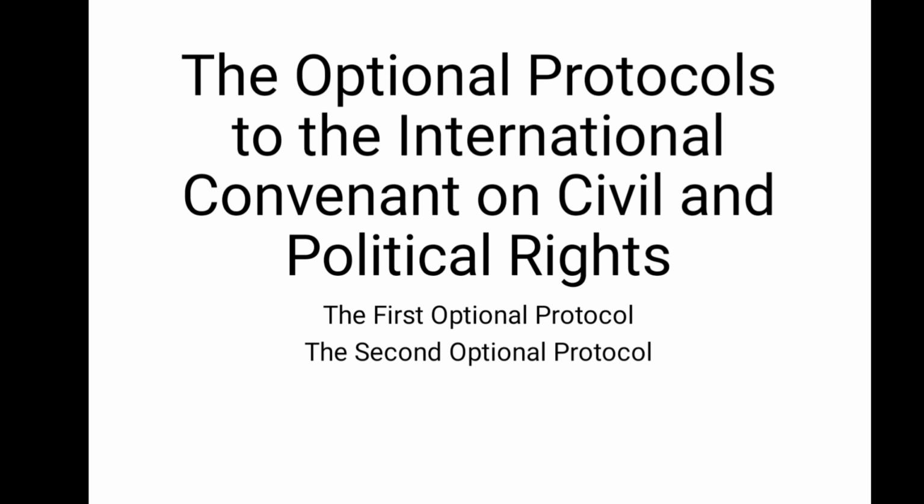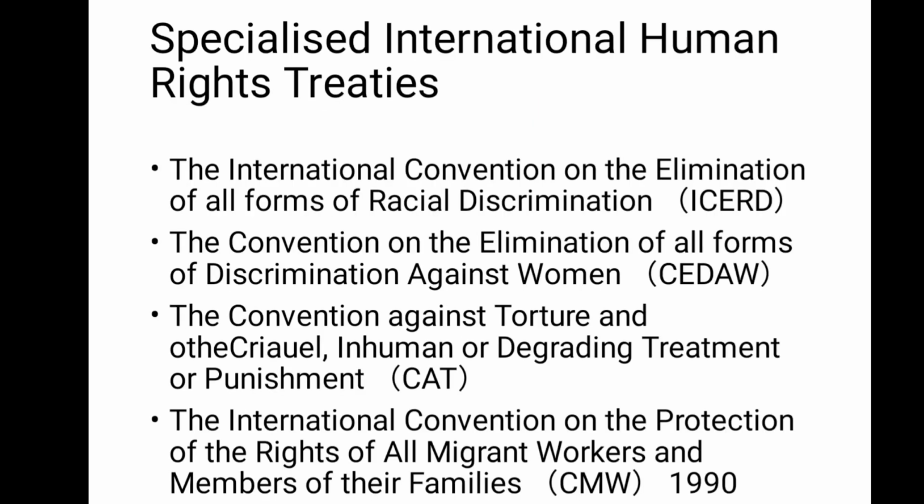Having talked about the optional protocols to the International Covenant on Civil and Political Rights, let's take a look at the specialized international human rights treaties. We know that apart from the Universal Declaration of Human Rights, the UDHR, we have the International Covenant on Civil and Political Rights, the ICCPR, with its first optional protocol and its second optional protocol, and the International Covenant on Economic, Social, and Cultural Rights, which together make up what is known as the International Bill of Rights.